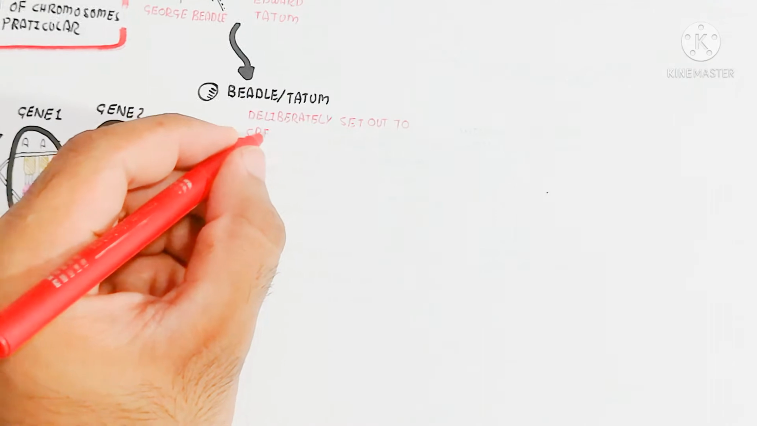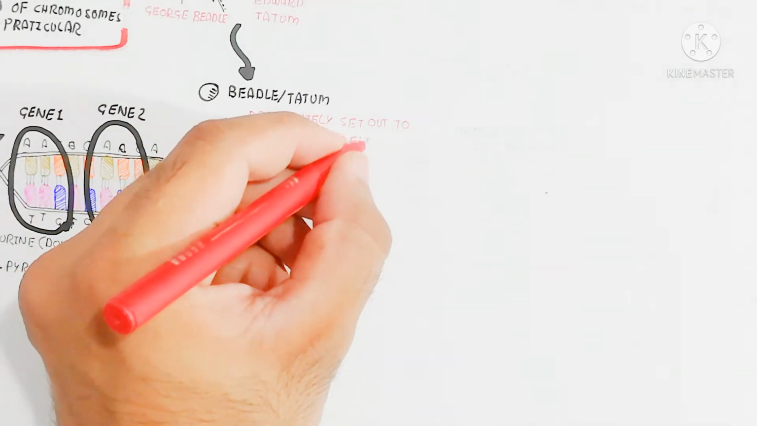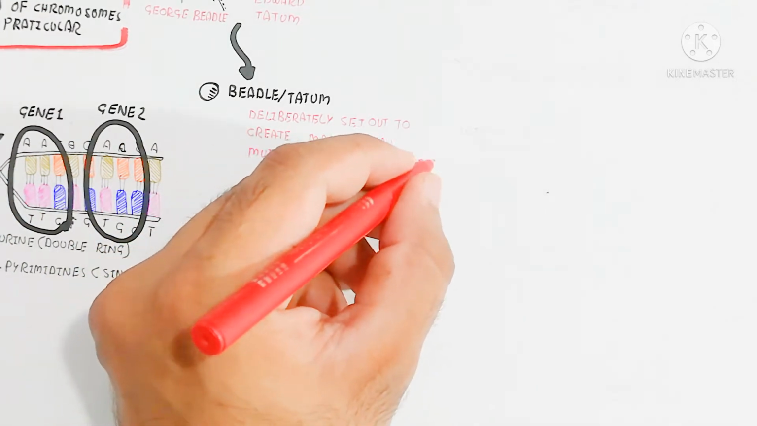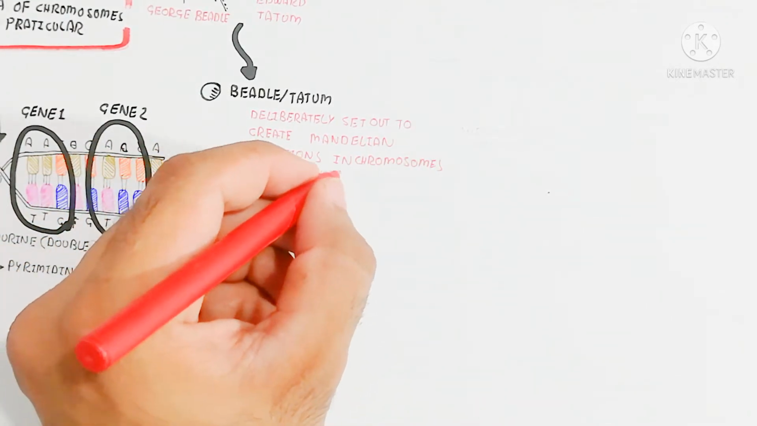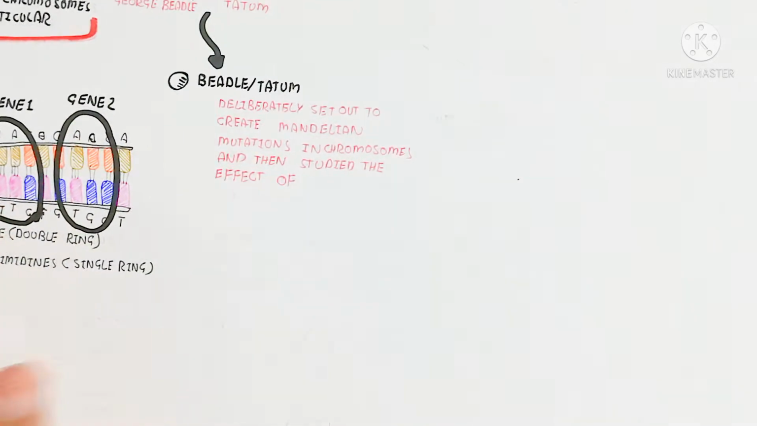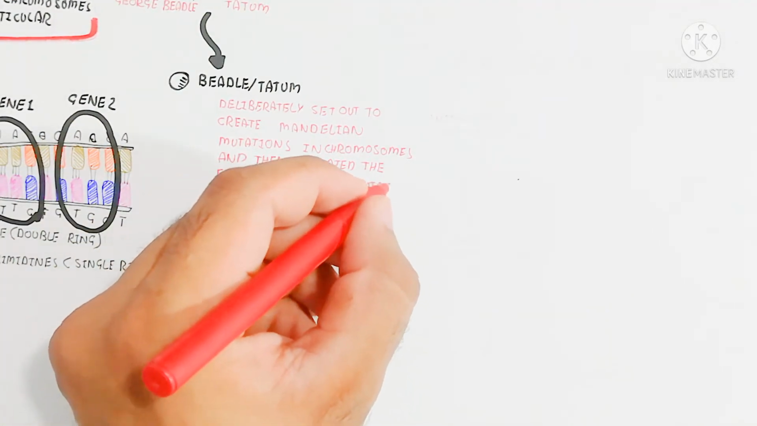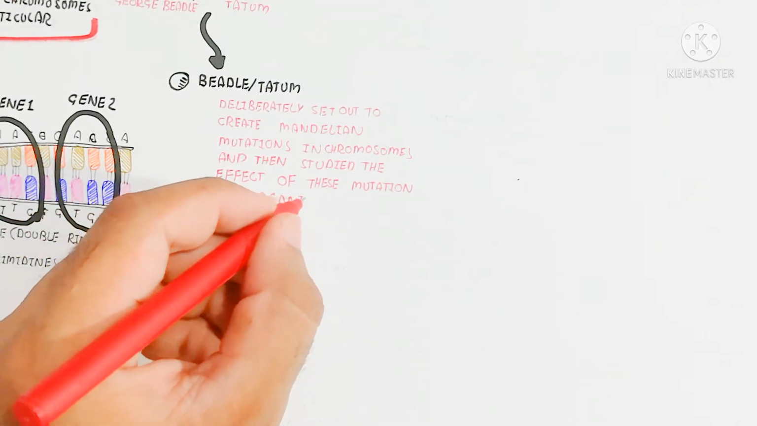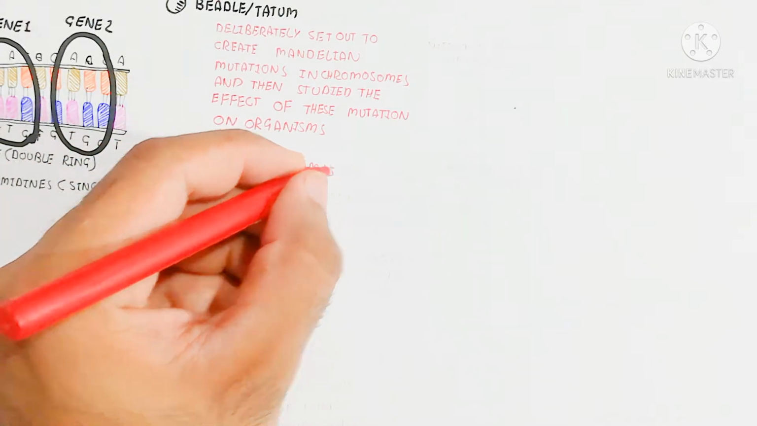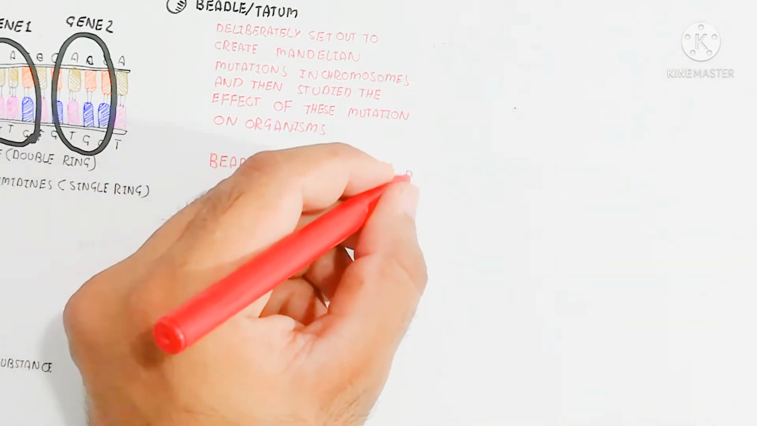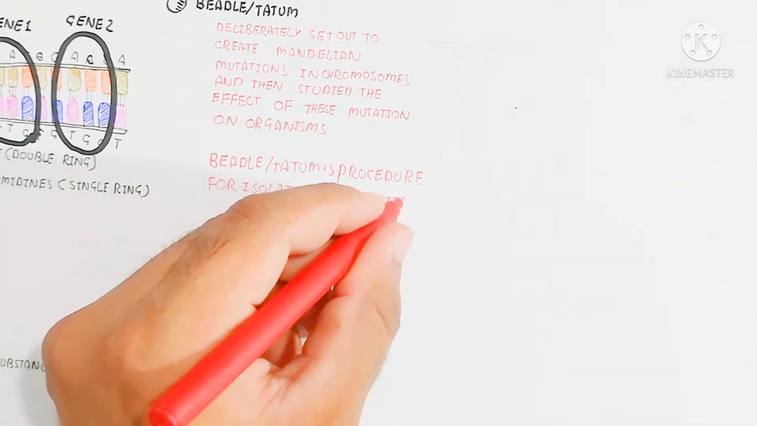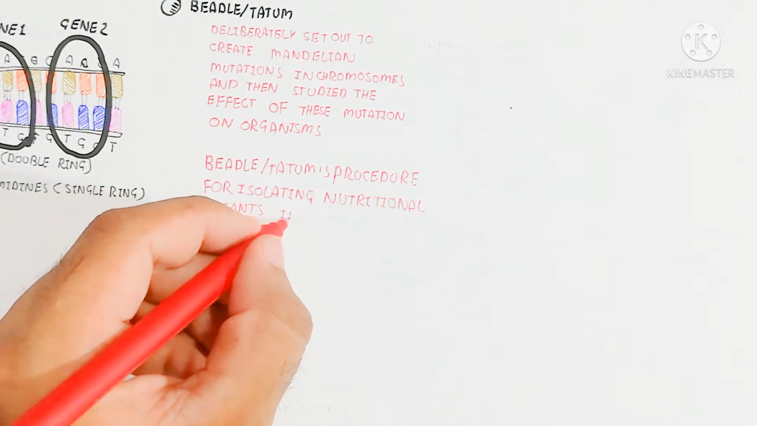So the Beadle and Tatum procedure for isolating nutritional mutants in Neurospora we will discuss also. According to Beadle and Tatum, this gives the complete evidence of the Mendelian trait. Mendel was saying that genes are present in our body, which lead, generation after generation, to dominant and recessive traits on the basis of opportunity.